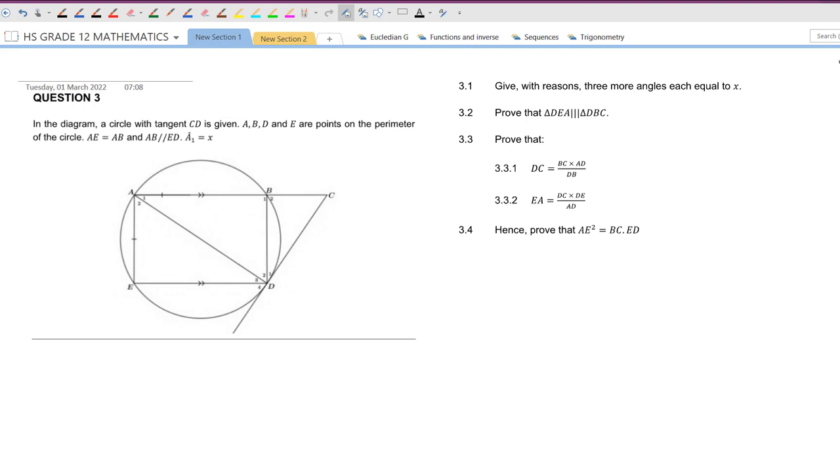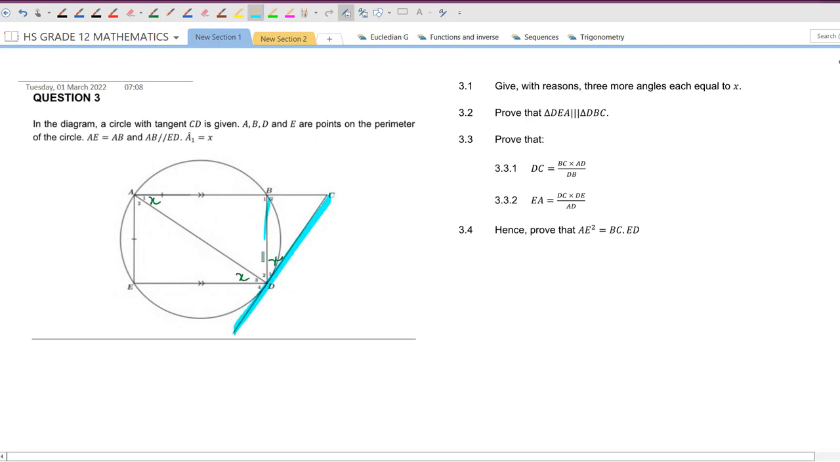Let's quickly look at this sum. Give with reason three more angles which are equal to x. Now, in this example, they gave you A1 equaling x. So the other angle that is equal to x is D1. So you can write that D1 equals x, and that's alternate angles because AB is parallel to ED. Then there is also D1 that equals x, and that is the tangent-chord statement. So there's my tangent and there's the chord, and those two angles are the same.